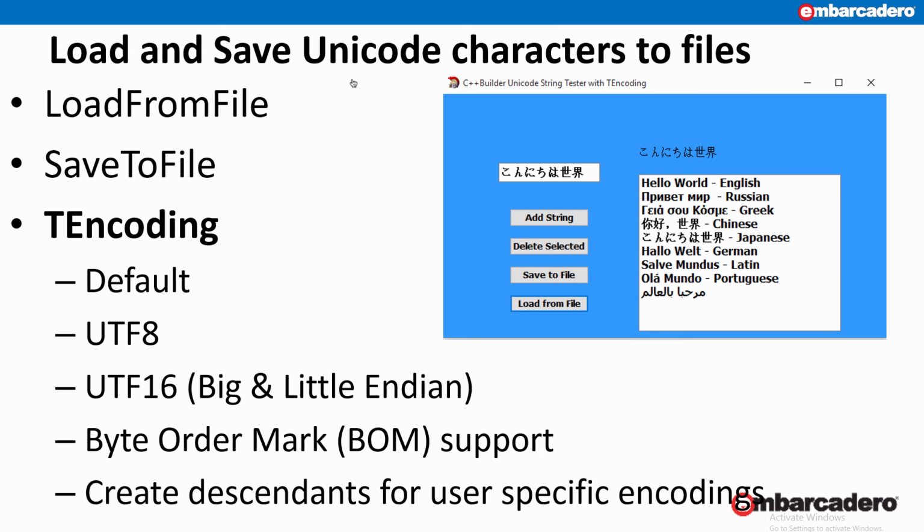Let's next look at how I deal with loading and saving of Unicode items. So how do I work with the encoding and the decoding? For example, if you have a list box, how do you save and load the items from a file?